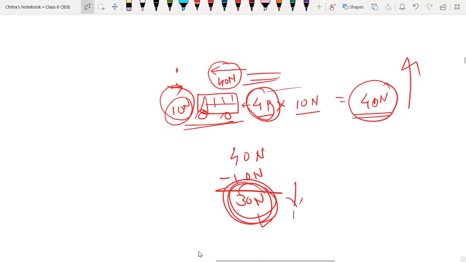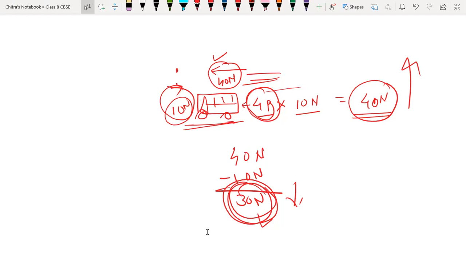Sir, but how can 4 people push the bus in one direction only, and 1 person can stop it? Does it make sense? See, the total force we require is 40 Newton in order to push the bus. This is the required force to push the bus. It is just an example we have taken, because the bus is also going to apply force, that is friction.